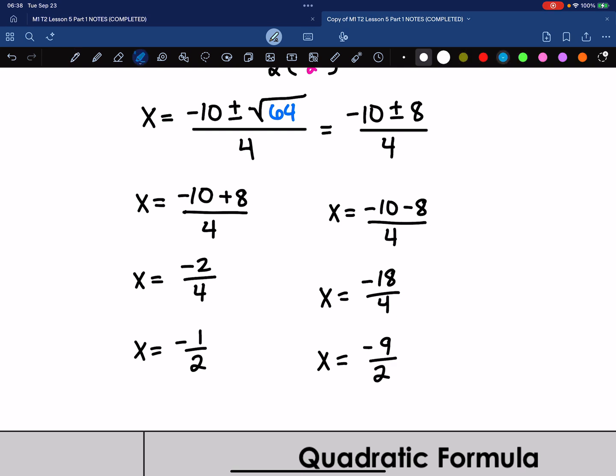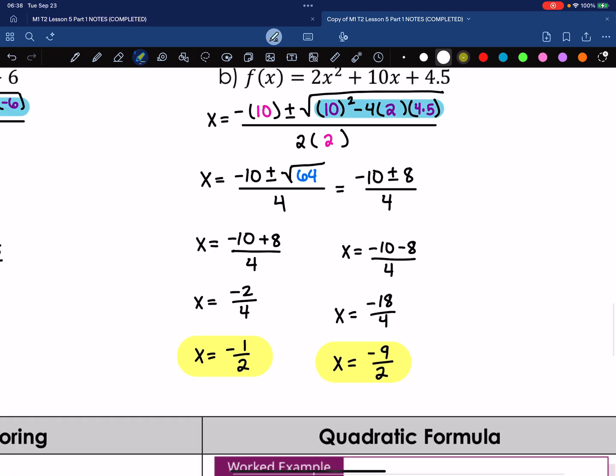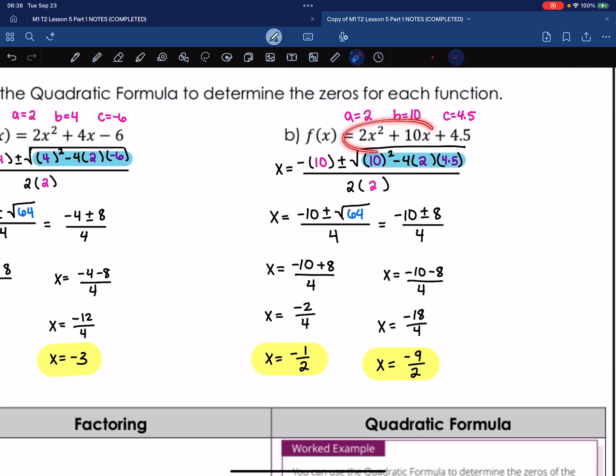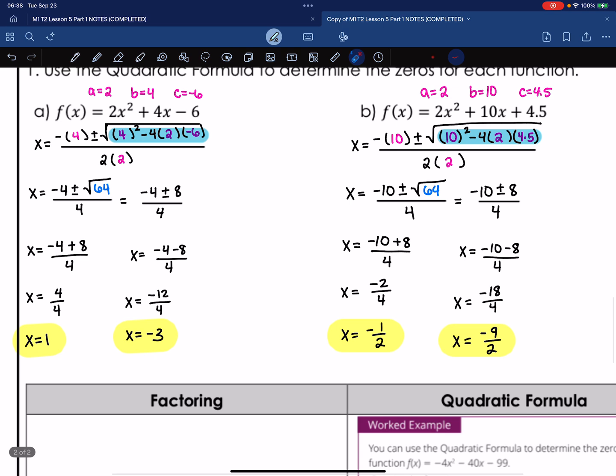Again, you could write these as decimals if you wanted to, and to check your work, you would graph this quadratic equation and you would look for the x-intercepts, the zeros, the roots, the solutions, and you should get those.